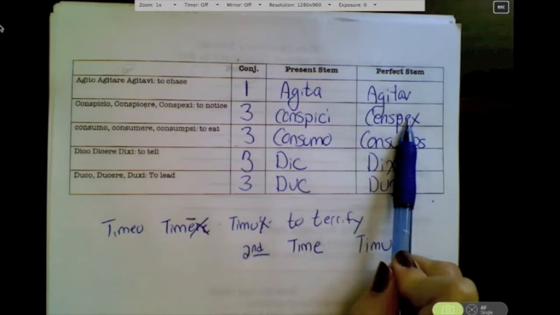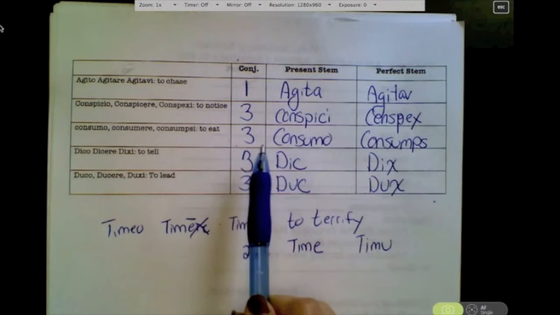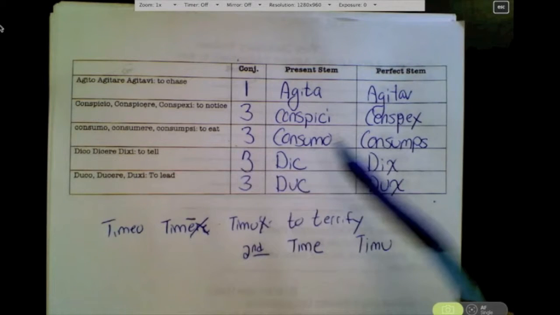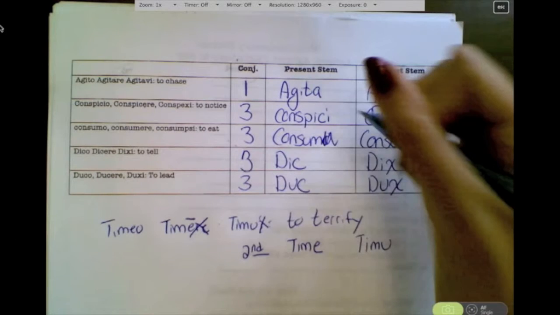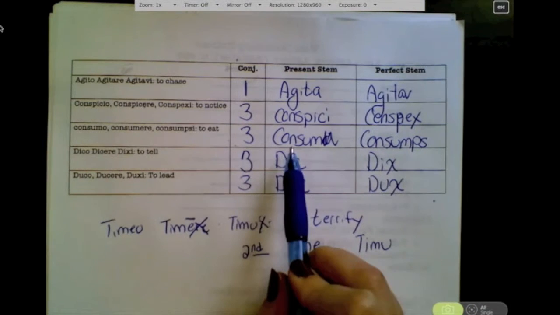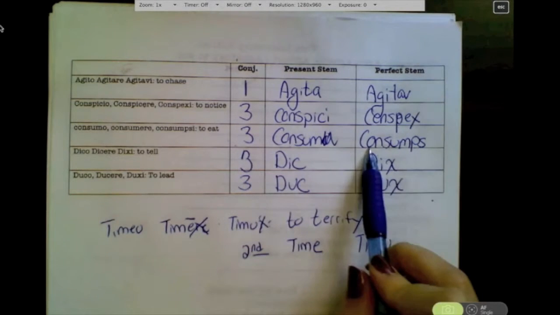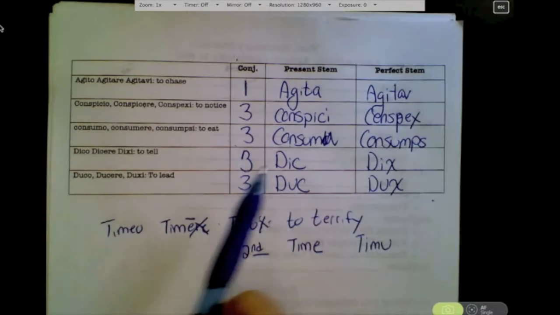Okay, looking ahead to the next one, we have consumo, consumere, so it's third because it has that short ERE. And then I have consumo here, but I don't want that. I want to cross out that O. And then if I cross out the O, I'm going to get consum. Since it's third, I just dropped the O off the first principal part, and again I got consum, and then I'm going to look at the third principal part to get consumps, because I just dropped that I.